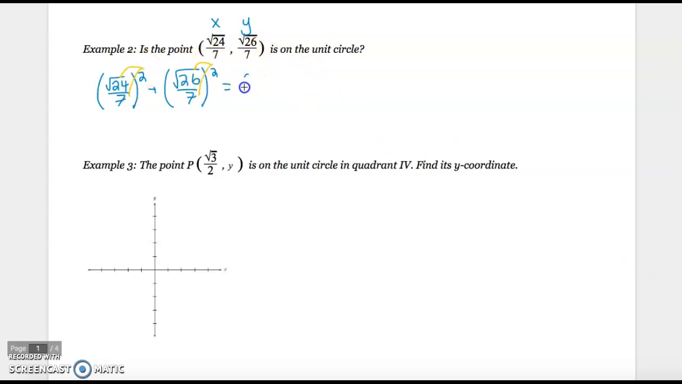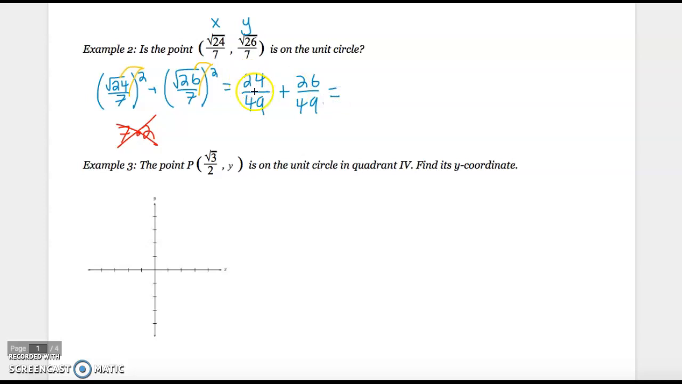So I will have just 24 now on top because the square root and square would cancel in the numerator. And then make sure you do 7 squared in the denominator. A lot of students make an error here when they distribute the square, they end up doing 7 times 2. Do not do that. When you're distributing an exponent, it remains an exponent. So you're still doing 7 to the second power, not 7 times 2. So look out for that. And then the square root of 26 squared would just give me 26. And then same thing down here, 7 squared is 49.